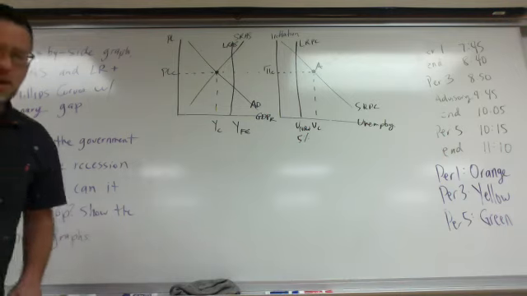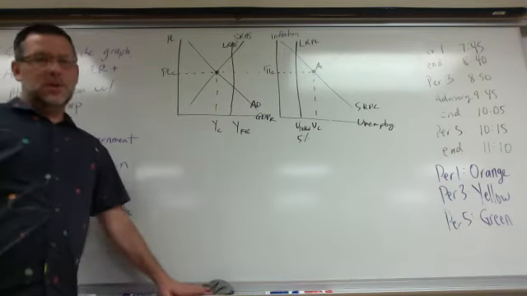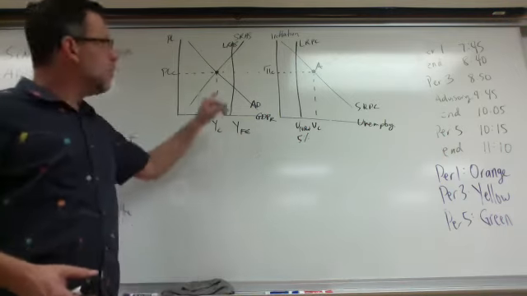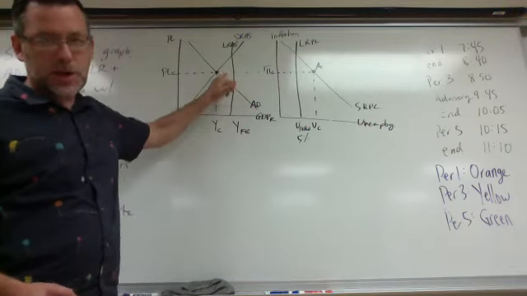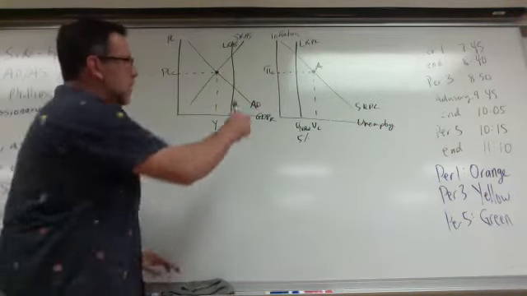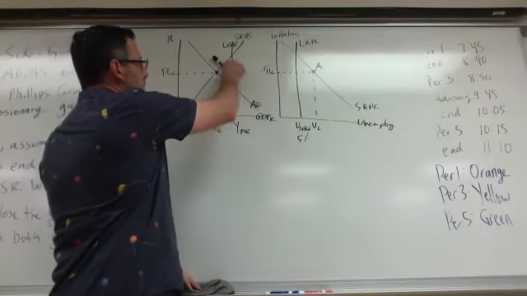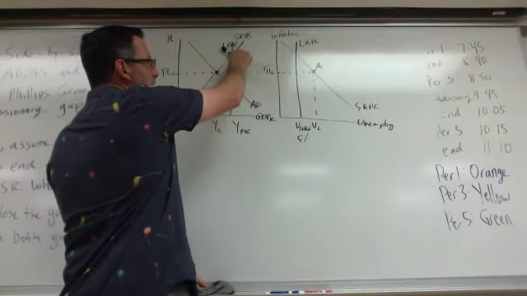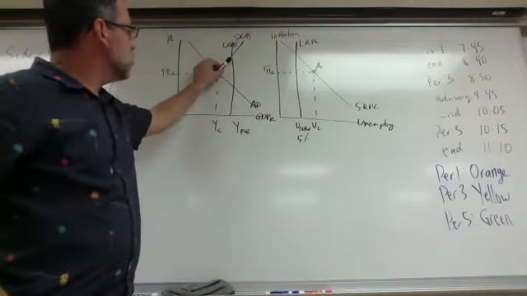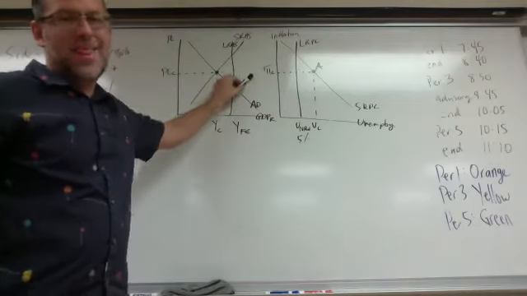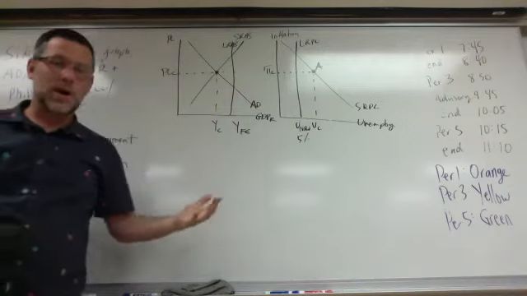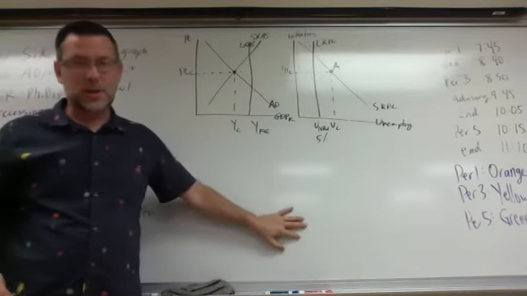All righty. So what can the government do to close this gap? Well, if you look at our graph, right, if we wanted to close this recessionary gap right here, we could do it in two ways. We could either move aggregate demand, that would close my gap, or we can move short run aggregate supply and that would close my gap, right? So the question is, which one would we actually do?